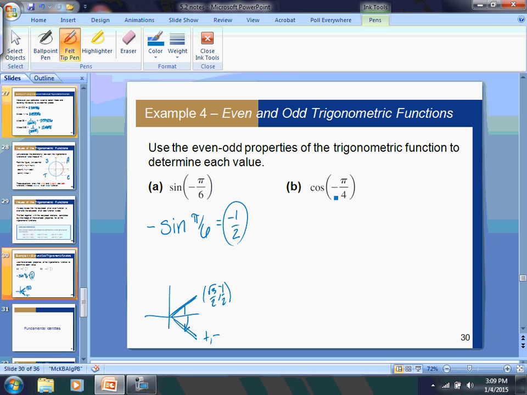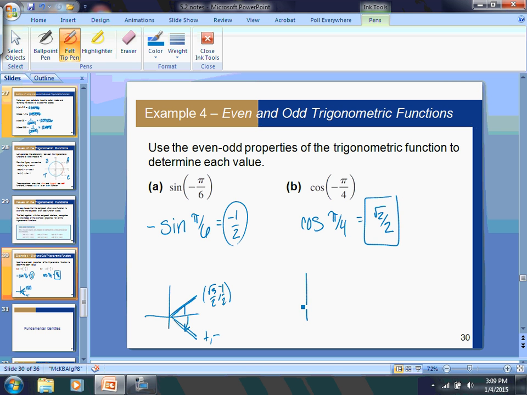Cosine of a negative value though, if you're using the even and oddness, remember that's just going to be the same as cosine of pi over 4. Cosine and then its inverse, those are the ones that stay positive. So that then is just going to be square root 2 over 2. So all the fourths, remember, have the square root 2 over 2's.